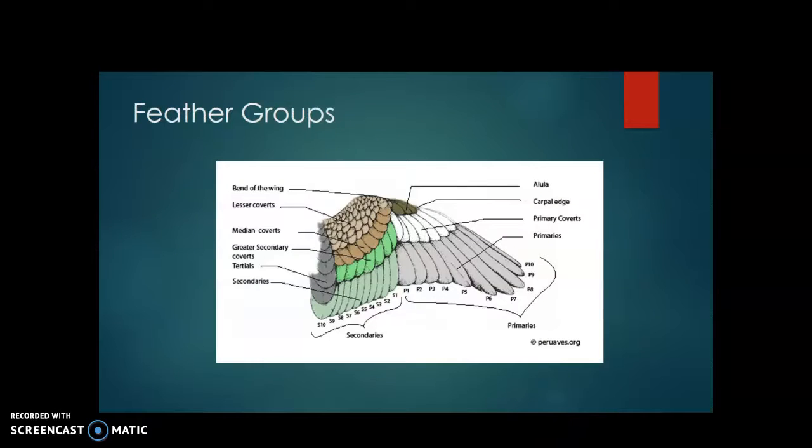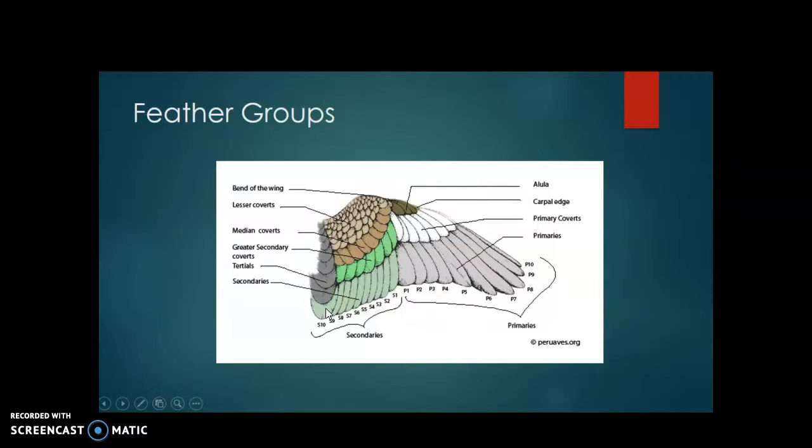Okay, so in order to do that, you have to be able to identify different parts of the wing. So one thing I want to point out to you is the primaries and secondaries. So the primary feathers are your flight feathers. They're usually longer and on the leading edge of the wing. The secondary feathers are underneath.